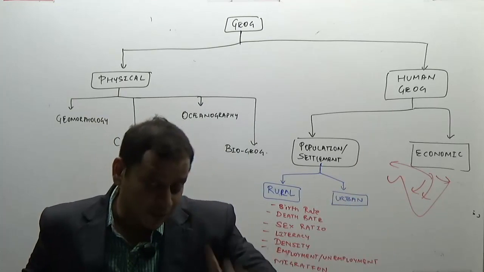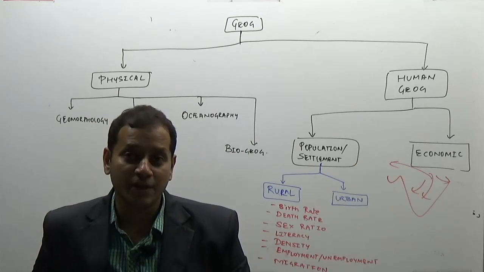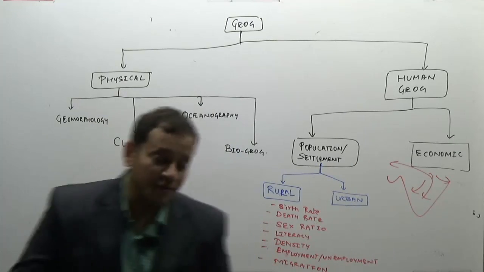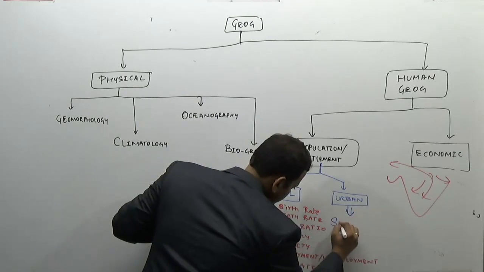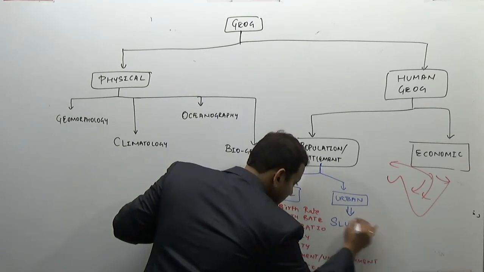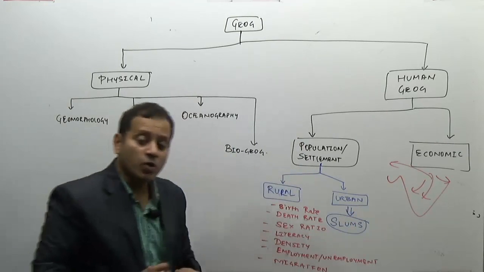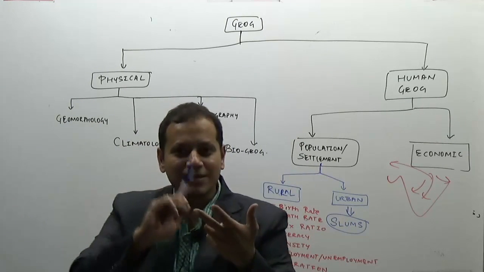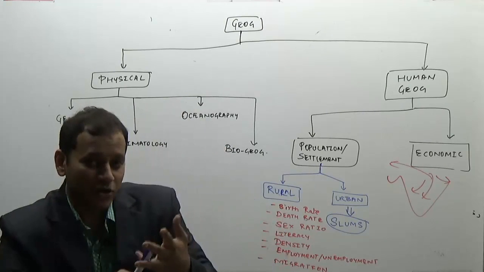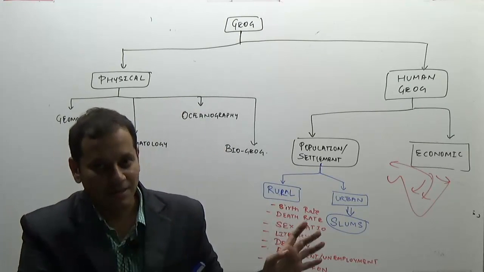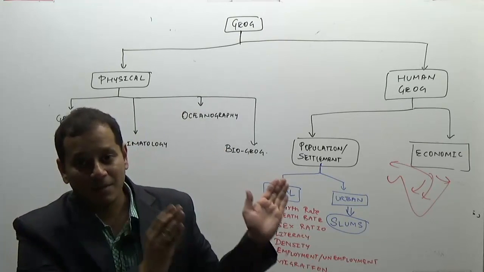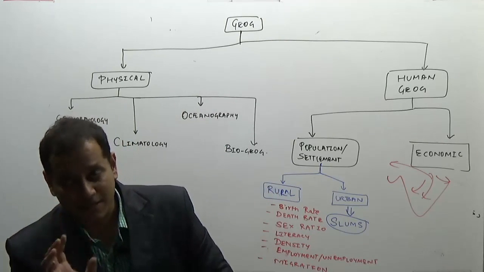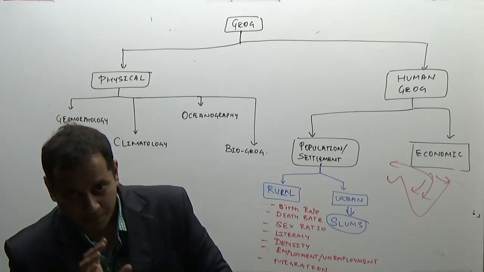One of the aspects which is very crucial for India is the problem of urban slums. Why slums? What are the problems? What are the sociological problems? What are the psychological problems? What are the geographical problems of the slums in India? So the study of these different problems is the population geography.